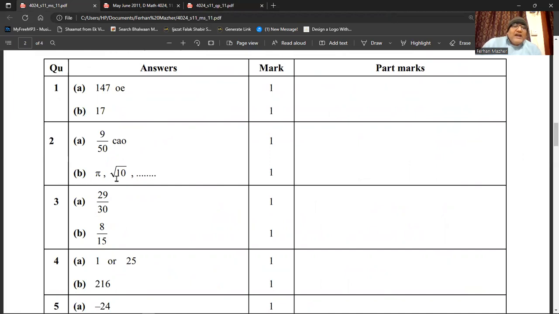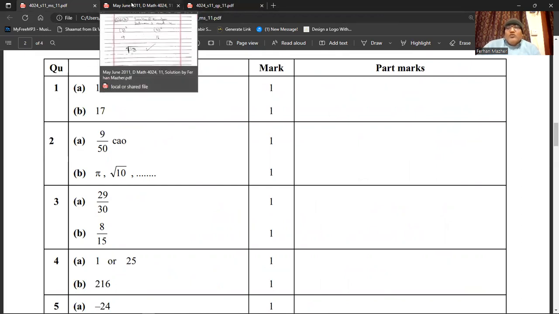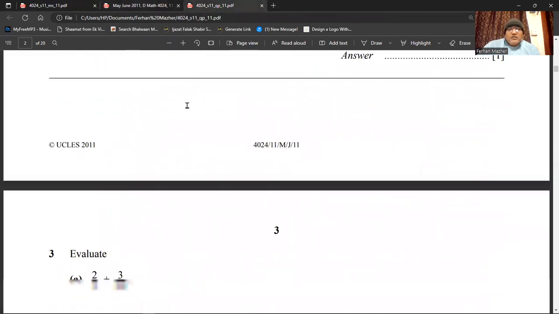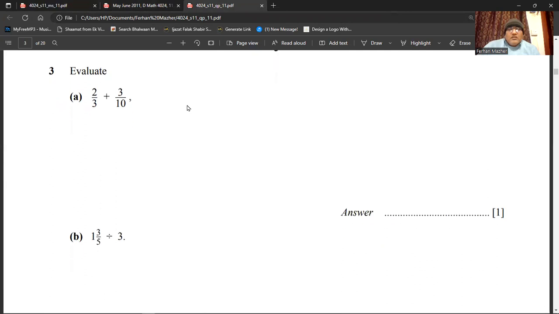The value can be pi, it can be under root 10, or it can be under root 13. So there are many numbers here. Under root 10 is under root 2 multiplied under root 5. Pi is also between, that's 3.14, and this goes on.